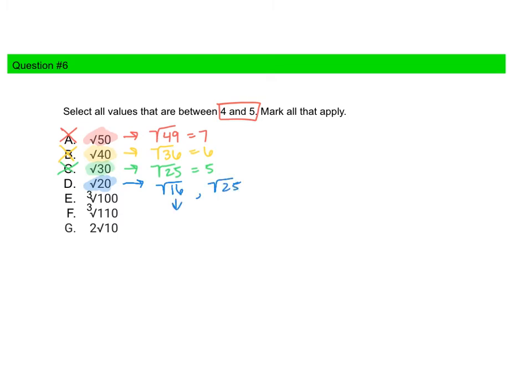And remember that the perfect square of 16 is 4. Perfect square of 25 is 5. So is it in this range between 4 and 5? Yes. D is my answer. But it says select all values, so I could have another answer here.